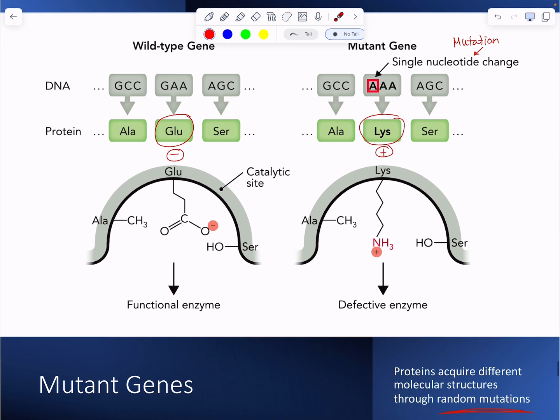So we have a whole bunch of different types of mutations that can occur. Sometimes it doesn't change anything but the DNA sequence, because, again, of the redundancy of the genetic code.